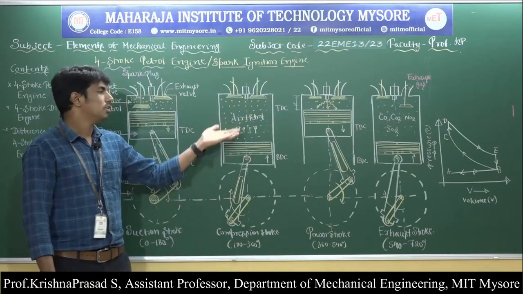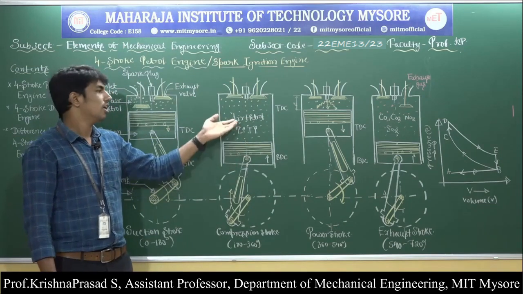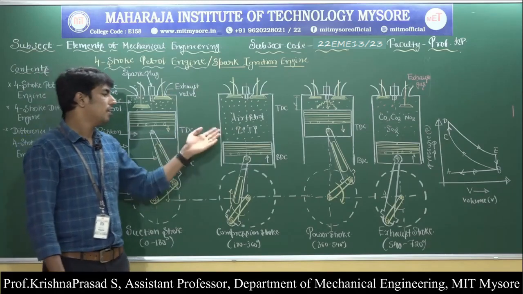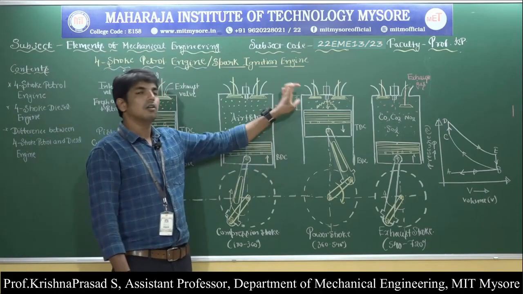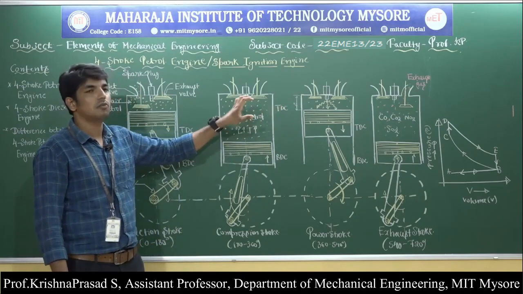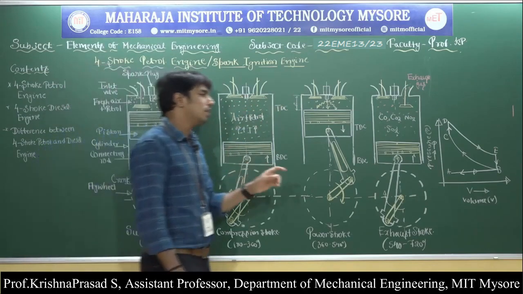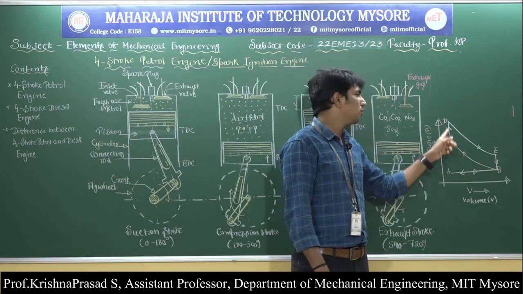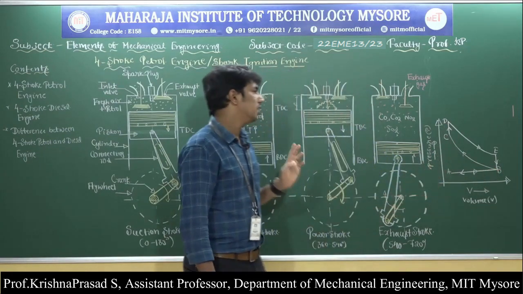Due to the upward movement of the piston, the pressure and temperature of the air fuel mixture increase. Then at the end of the compression stroke, the volume remains constant for a small displacement, hence it is called the constant volume heat addition cycle. And here the compression stroke is represented by line BC, and combustion at constant volume is represented by line CD.